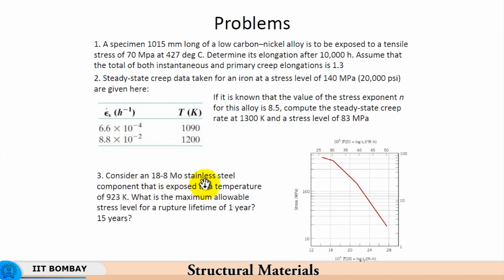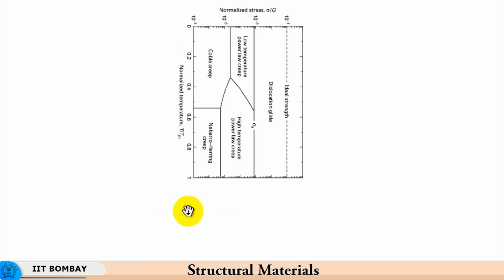Consider an 18-8 molybdenum stainless steel component that is exposed to a temperature of 923 degrees Kelvin. So, about 1200 degrees, 923 degrees Kelvin. What is the maximum allowable stress level for rupture lifetime of 1 year? What is the stress level for rupture after 15 years? So, obviously, you are using this at 923 degrees Kelvin. So, the stress for rupture time of 1 year will be far too high as compared to the stress which can be withstood for 15 years.